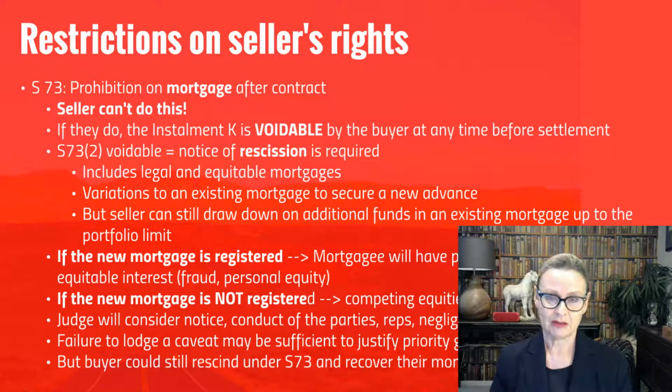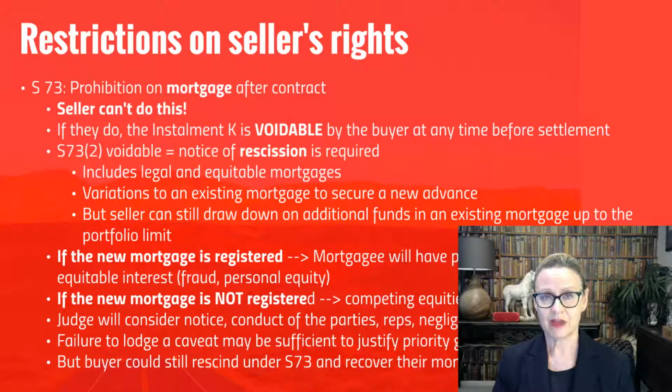If they do, then the buyer has themselves an option to avoid the contract at any time before settlement. You've got to serve a notice of rescission. That's fine. When can you do this? When is this right triggered? Well, if the seller has engaged in procuring a legal mortgage, an equitable mortgage, or if it has made a variation to its existing mortgage to allow further funds to be drawn down, that will be the kind of prohibited mortgage that falls within Section 73.